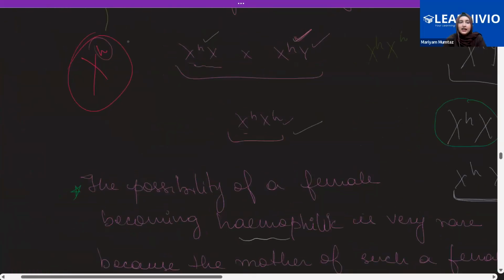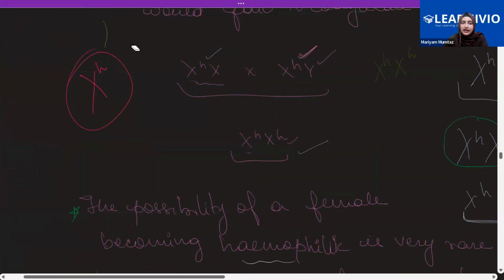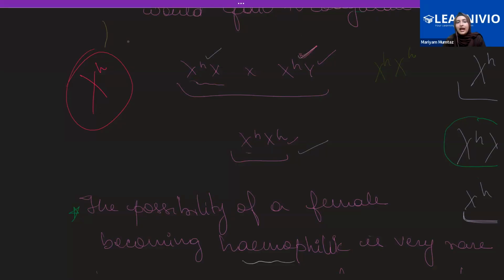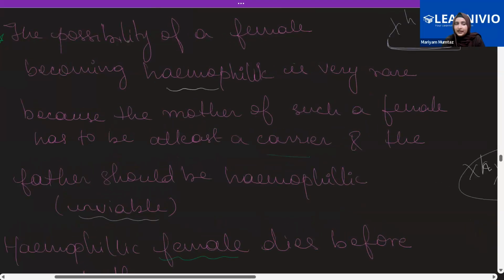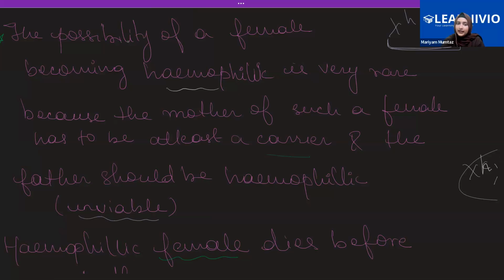In this, again, the mutated gene is X^H, where H denotes hemophilia. So the X^H gene is there, and the possibility of a female becoming hemophilic is very rare. Why? Because in order for a female to become hemophilic, the mother has to be at least a carrier, and the father has to be hemophilic or affected. But remember, whether male or female, anyone who has hemophilia will not stay alive for a long period of time.